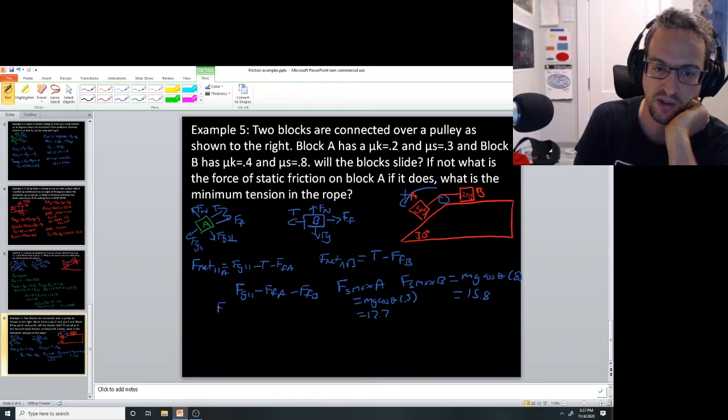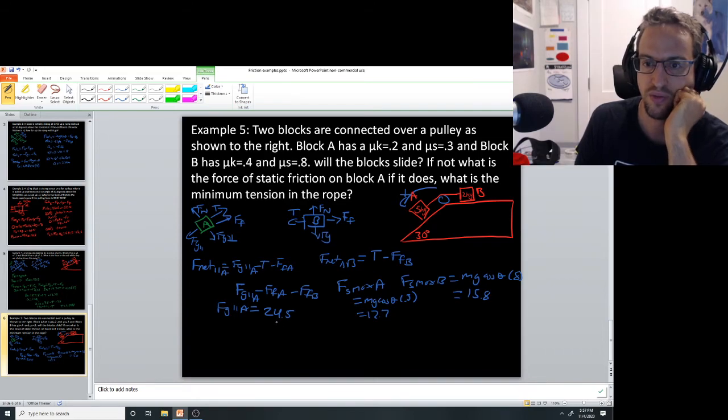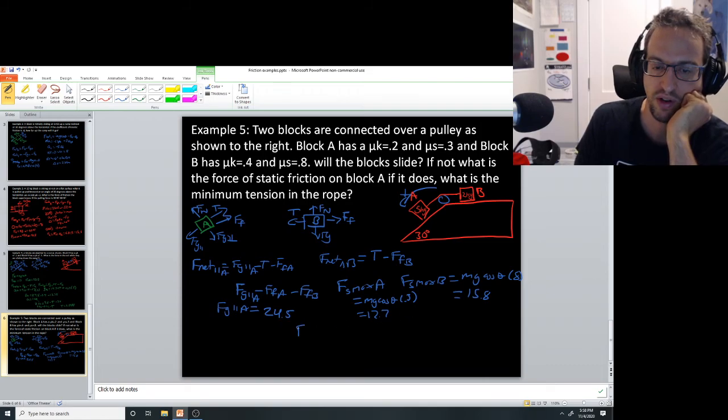And then we figure out that FG parallel A, it's the only one parallel, is 24.5. So it cannot pull, right, because these two together are greater than that, so it will not move. FG parallel is smaller than Fs max A and Fs max B.